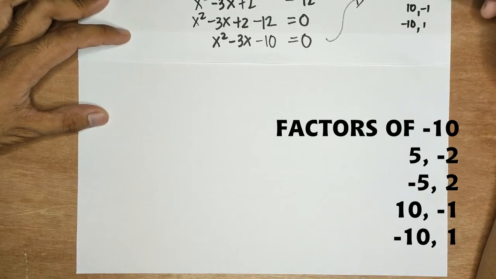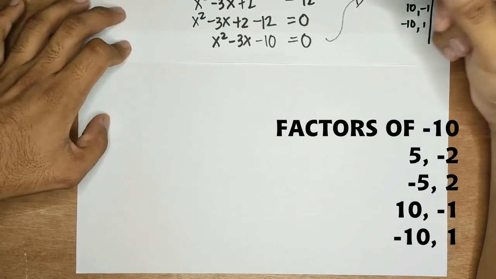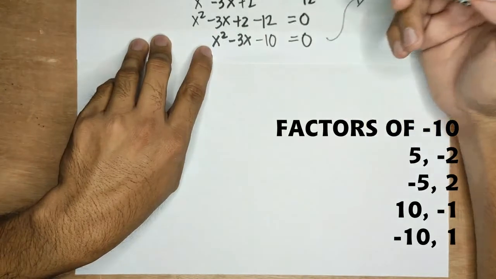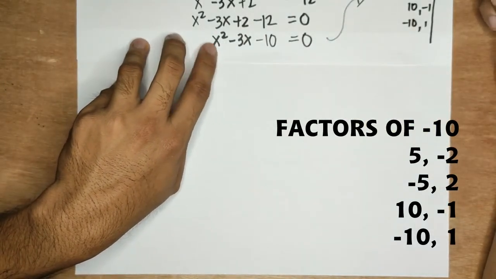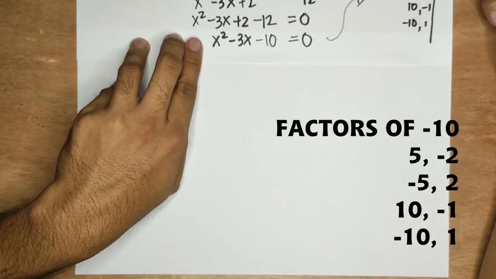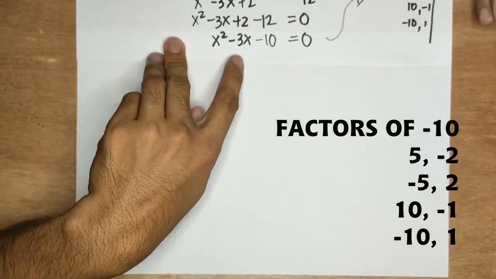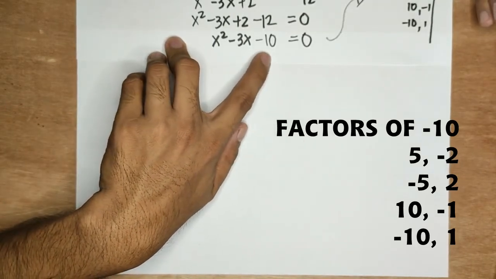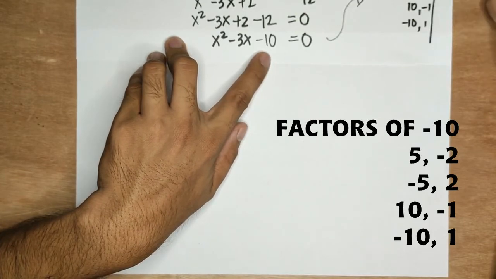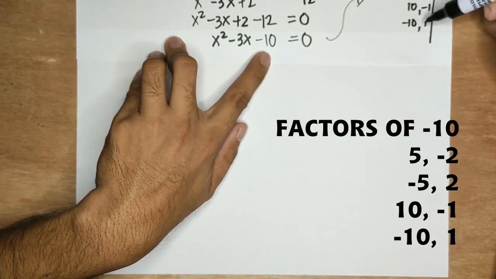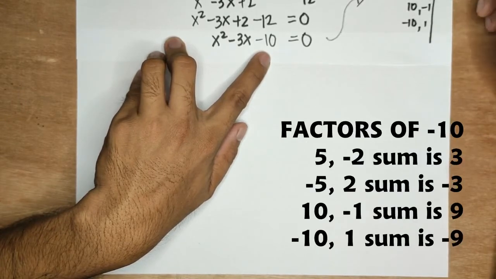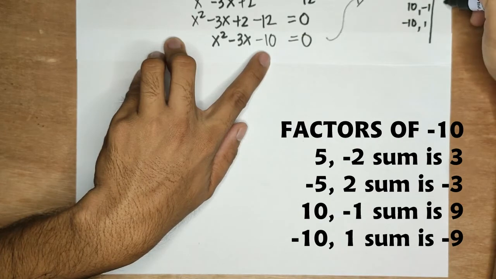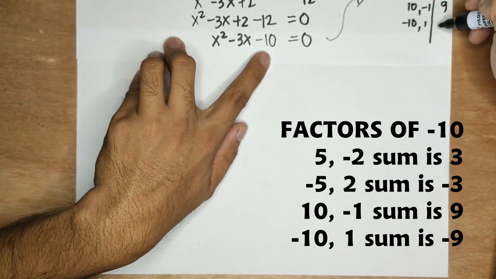So, paano gamitin yung factoring? Kapag 1 yung numerical coefficient ni leading term, we can do this method. So, you try to figure out the possible factors of the last term. Ilista mo lahat. And then you try to combine them. So, 5 minus 2 is positive 3. Negative 5 plus 2 is negative 3. 10 minus 1 is positive 9. Negative 10 plus 1 is negative 9.